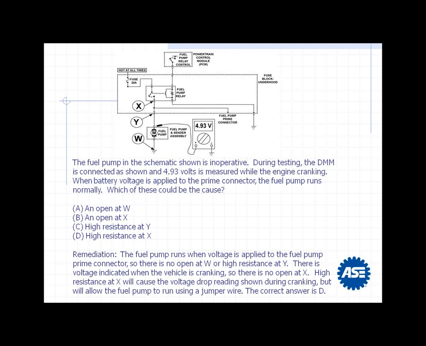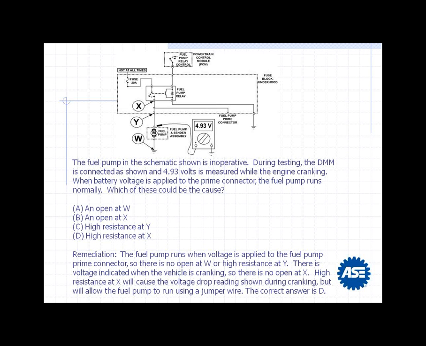Okay, the electricity's got to flow through that prime connector to the pump and down to ground at W. So if we had either of those two conditions, it wouldn't work with a bypass of B plus to the prime connector, right? There's voltage when the vehicle's cranking. Okay, we are getting some voltage through the feed side, so there isn't any open at X.